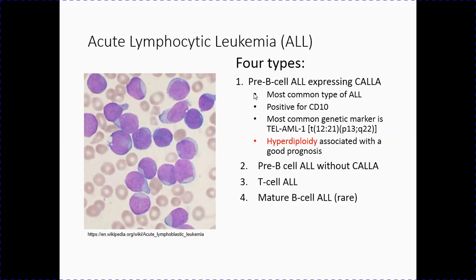And what that is, CALLA is the common acute lymphoblastic leukemia associated antigen. The antigen is CD10. It's the most common of all ALLs. It has a very clear genetic marker that you see here, TEL-AML1, and the translocation that we expect to see is chromosome 12;21.